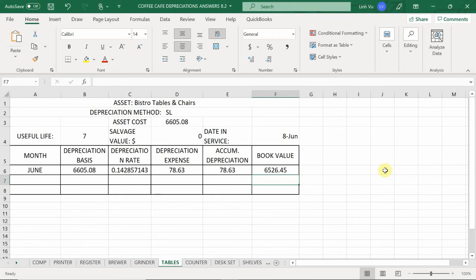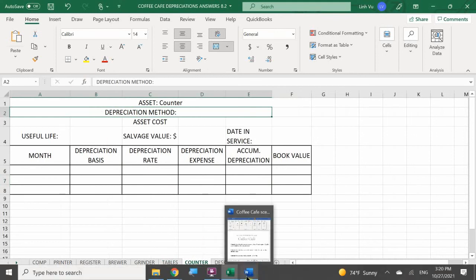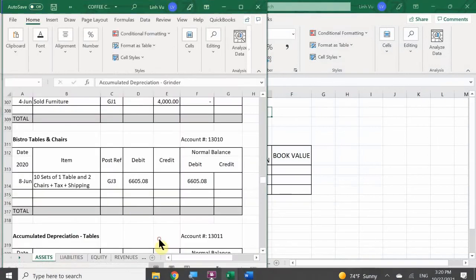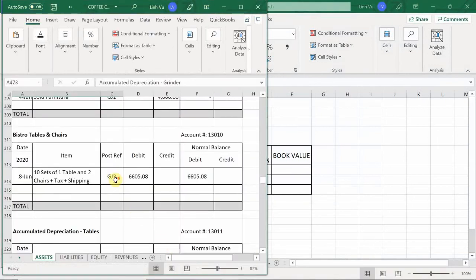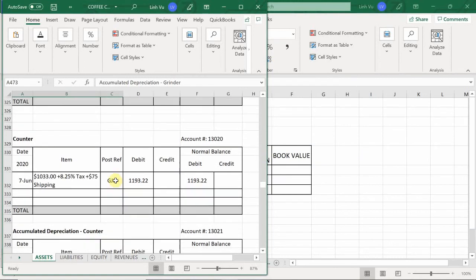We did the tables, we need to do the next piece of furniture, which is going to be the counter. Let me check on the chart of accounts. We have a counter, the desk set, and the display shelves. Yeah, so here you go.